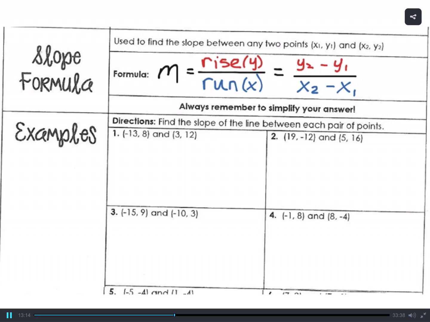So I'm using red to represent my y values and blue to represent my x values, okay? So we're just going to jump right into example 1 here. I am going to underline my y values in red, and I do understand that it says y2 and y1, but it does not matter which order you choose to do them in, so long as whatever order you do the y values in, you do the same order with the x values, and I'm going to show you. So I'm going to do 8 minus 12 on top.